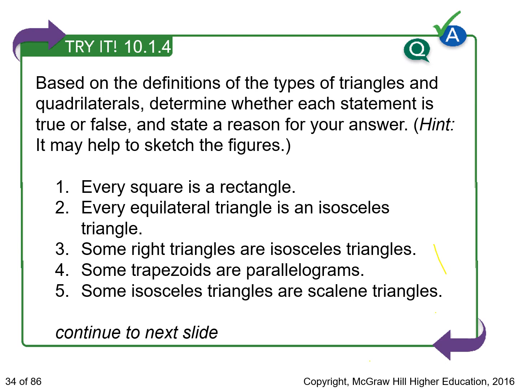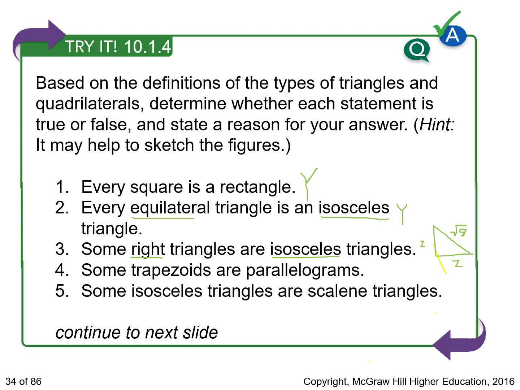I'm trying to get a different color. Yes, because every square has 4 right angles, and so does a rectangle. If it is equilateral, it has 3 equal sides, which means it also has 2 equal sides. Can it be a right triangle and isosceles? Yes. I could have, say, sides 2 and 2, and then the other side would be the square root of 8. Don't worry about how I got that, but there's an isosceles right triangle.